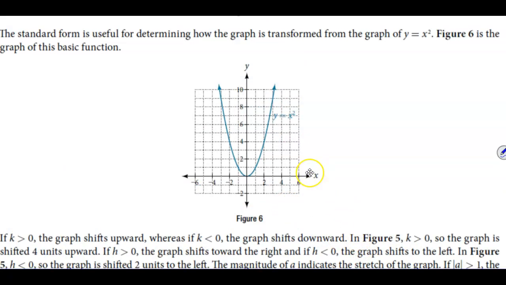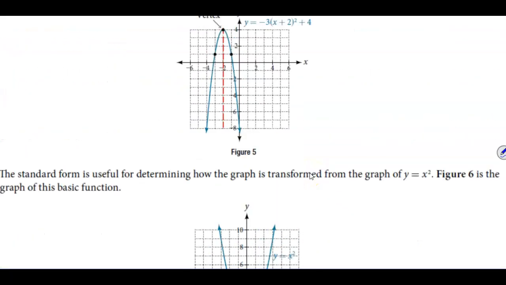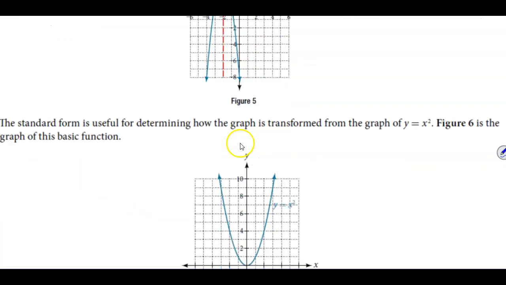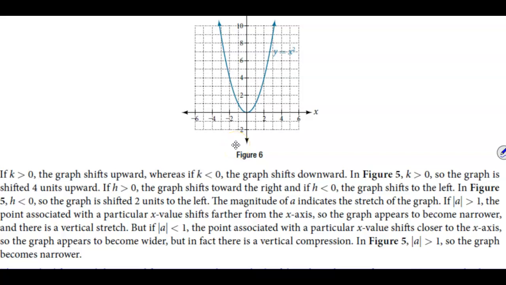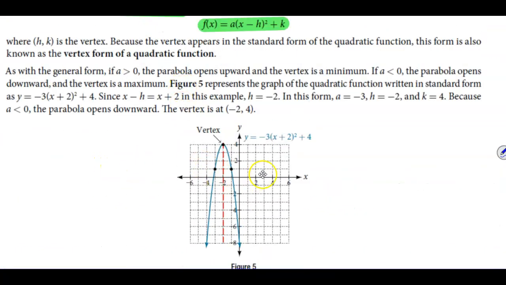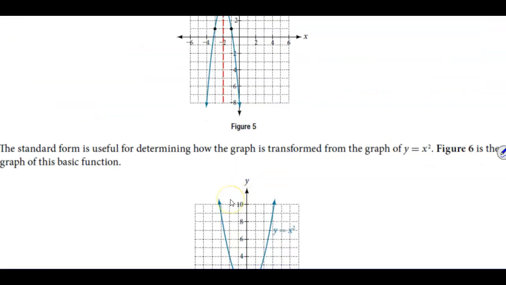If we take a look back at figure 5, we notice that the value of k here is greater than 0, and k is actually equal to 4. So therefore, what we've done is we've taken this parabola and shifted it up 4 units. Now, if we also look at figure 5 again, we can see that the value of h, which is positive 2, means we have shifted this graph to the left 2 units.